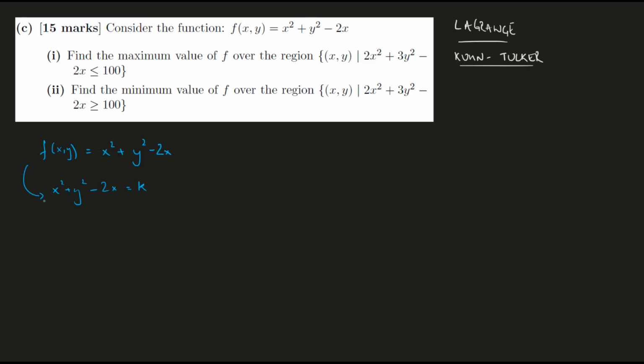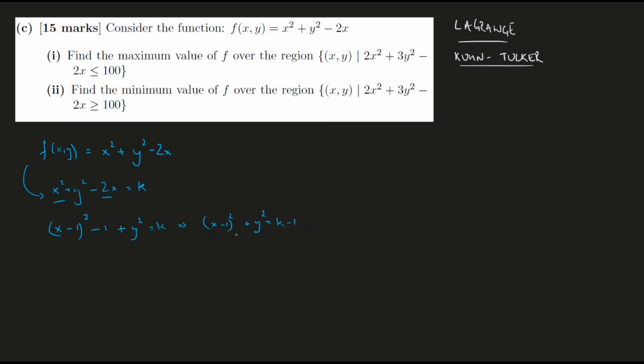And now I want to modify this a little bit. So let me first make this a complete square. That would be x minus 1 whole squared. So we add a 1 and then we subtract a 1, plus y squared is equal to k, which can be rewritten as x minus 1 whole squared plus y squared is equal to k minus 1.